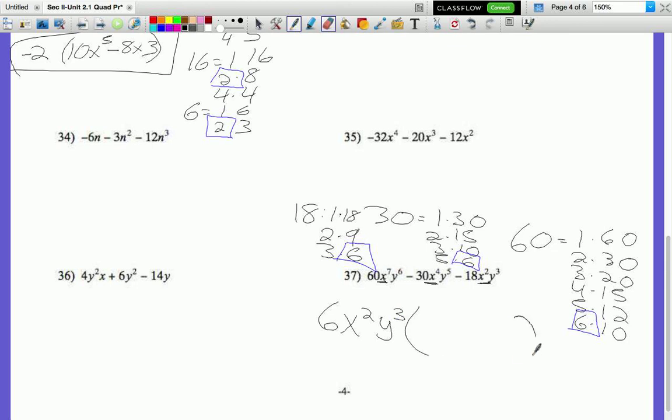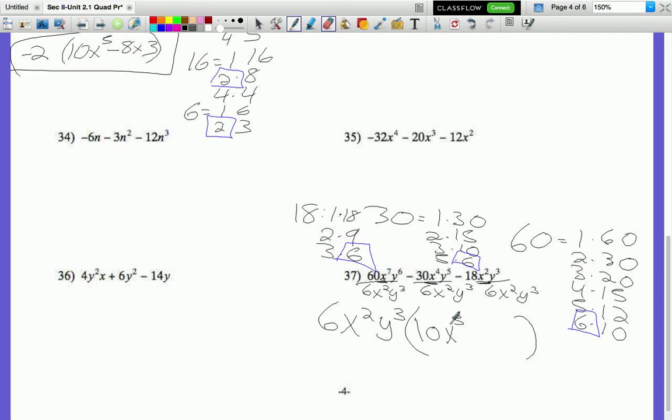We set up our parentheses. We divide by what we pulled out. So 6x squared y cubed. Divide by 6x squared y cubed. Divide by 6x squared y cubed. 60 divided by 6 is 10. Remember, we're subtracting exponents when we deal with variables. 7 minus 2 is 5.